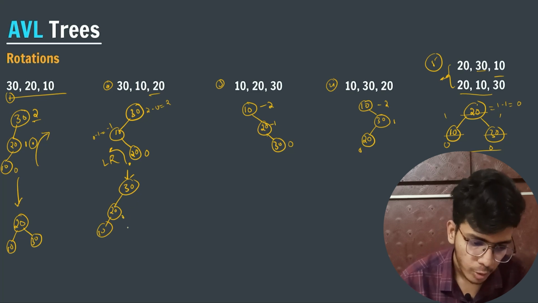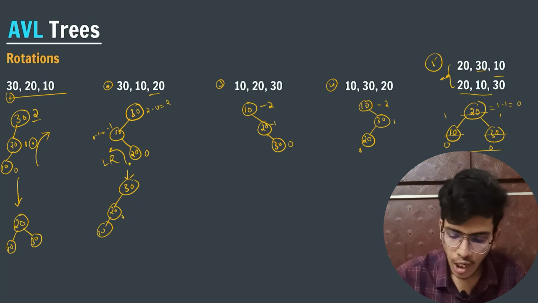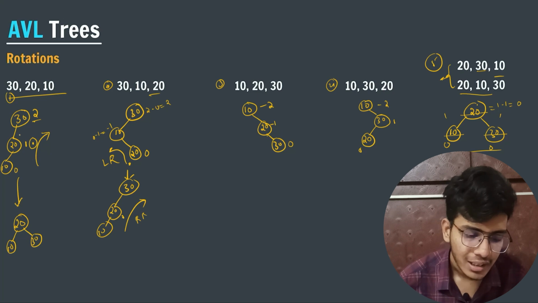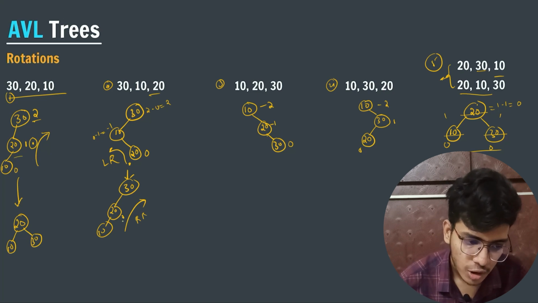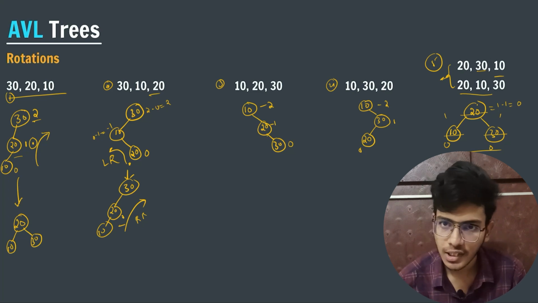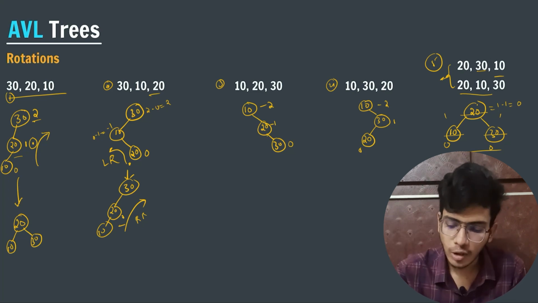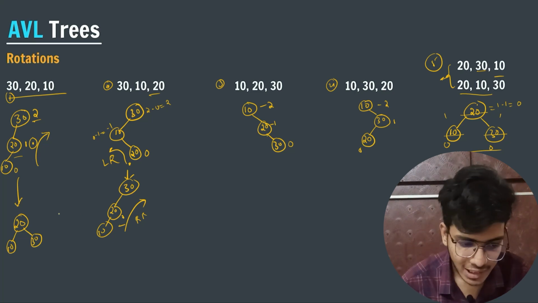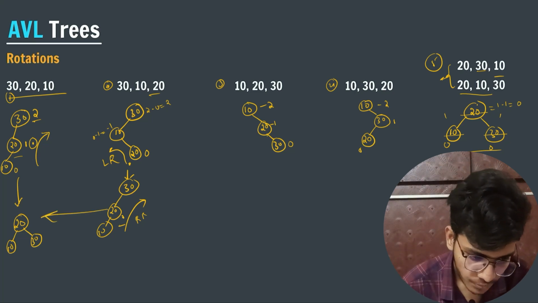Now this is my pivot point. After performing the left rotation, I will again perform a right rotation. Now you can see that this is a very similar structure to the first one. Both structures are the same, structures 1 and 2 are now the same. So when I perform the right rotation, 20 will become the root node, and finally I will get a structure like this.